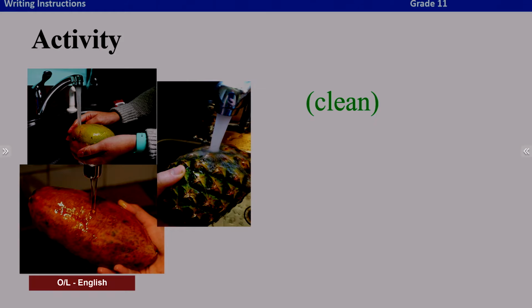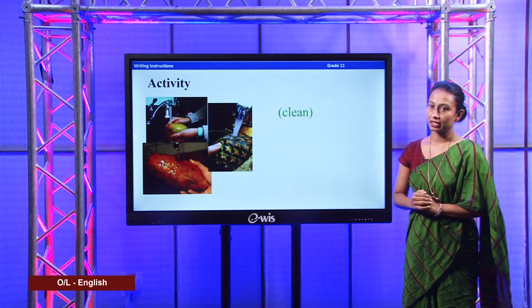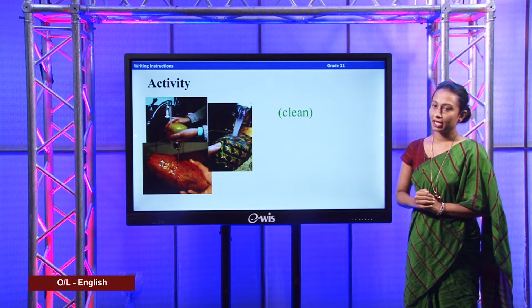This is the first step of making a fruit salad. What is the first thing you have to do? You have to clean the fruits. So the verb is given here in green. Hope you remember the color code. Let's start to write the sentence.